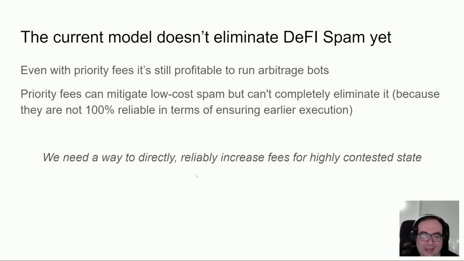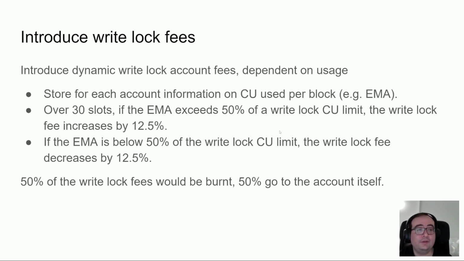At this point, what we actually really need is a way to directly and reliably increase fees for highly contested state. So really go targeting the contested state and increase the fees for that specific state. So something similar to a fully multidimensional EIP 1559, where each account knows what the load is, what the demand for the specific account is, and the fees to touch the account go up if there is more demand. That's the end game for the fees.